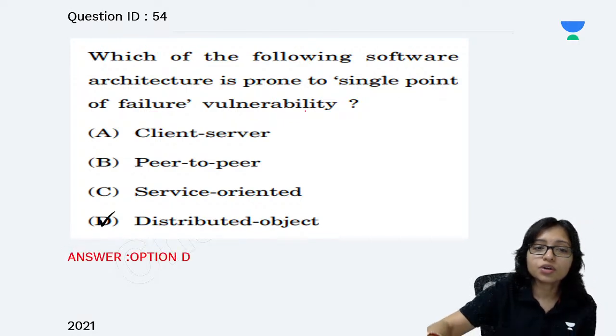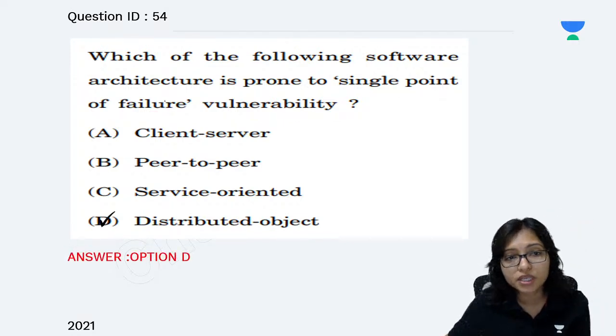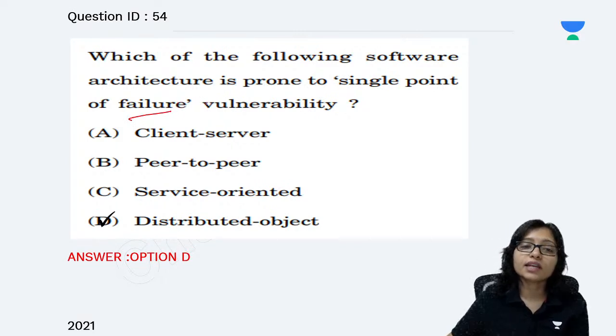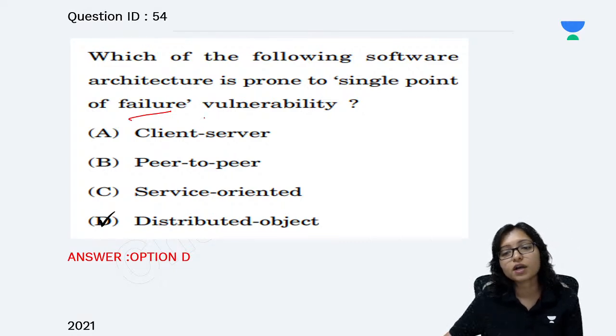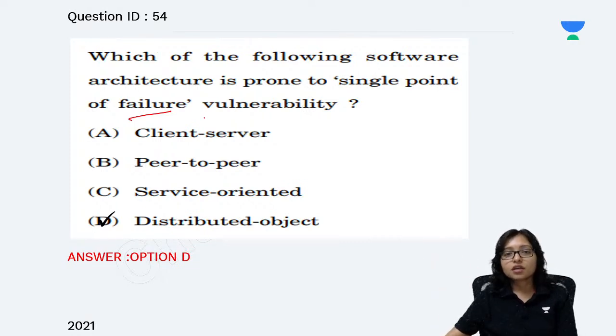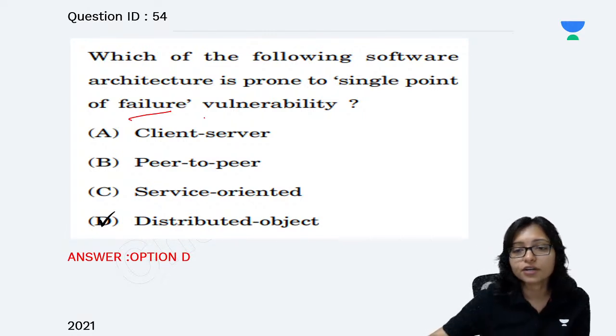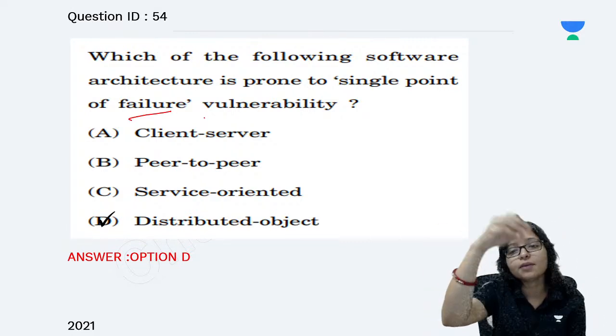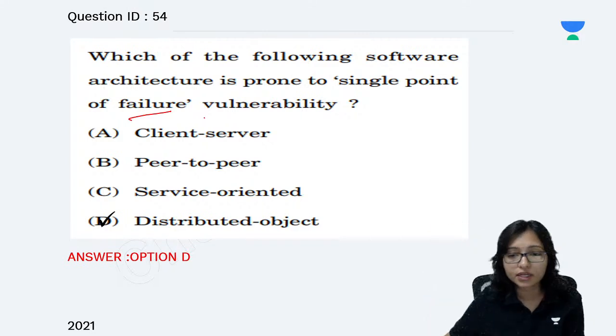Yes. So here, prone to single point of failure vulnerability, which one? Single point of failure, in distributed object there will be no problem. In distributed object, if you are showing a single point, if it fails, then another point can do the work. Right, prone to single point of failure, how to avoid that? What is the single point of failure? If any point is not working, then another point can work. Risk of the flaw of the design, here others can work.